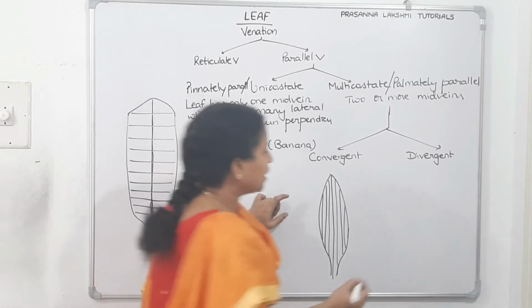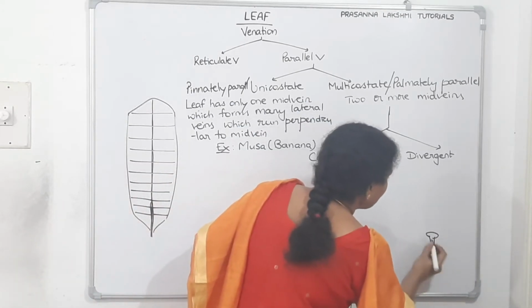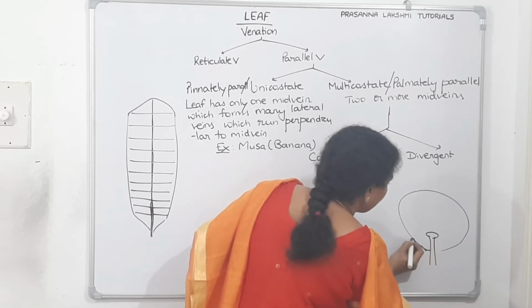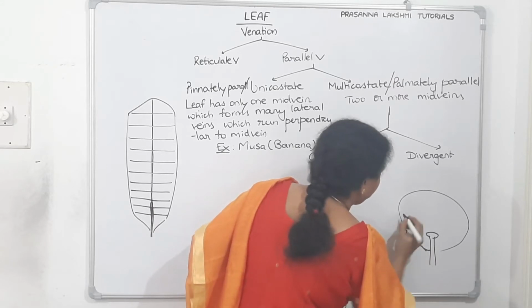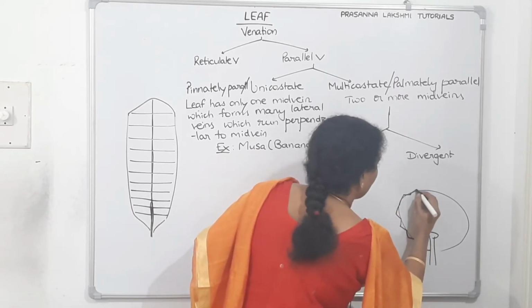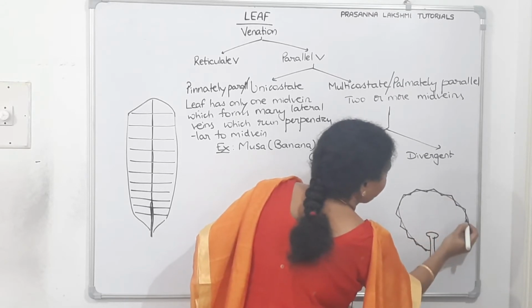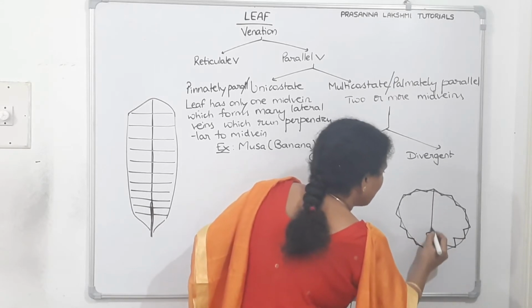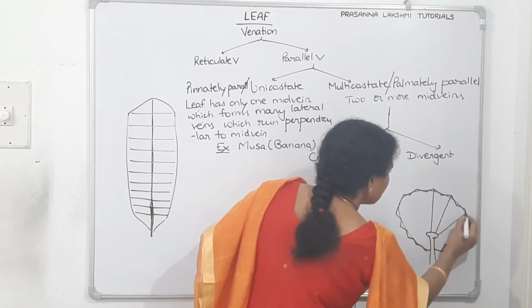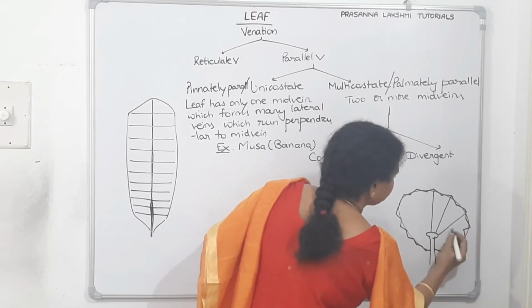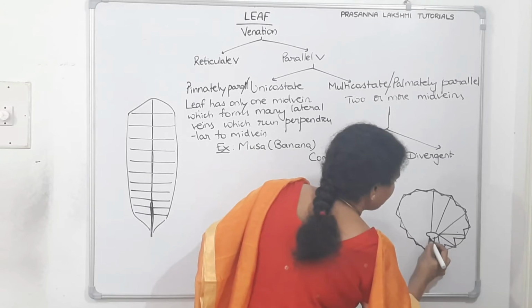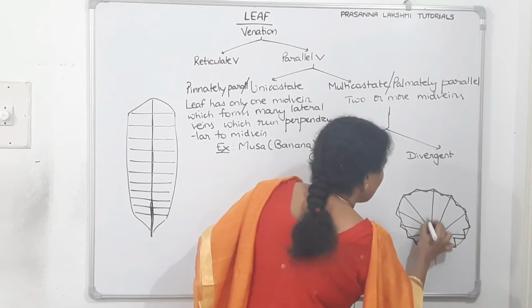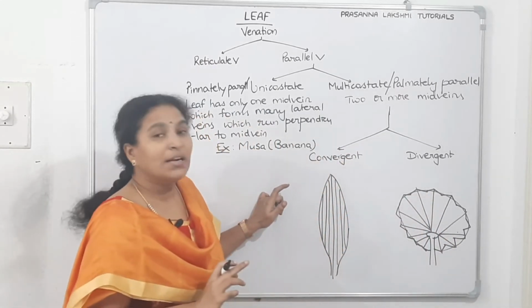In divergent, the example is the palm leaf. In a palm leaf, more than one midvein is there. See, this is one midvein, this is one midvein, this is one midvein, another midvein, another midvein. And these midveins are diverging from each other. Then that is called divergent.